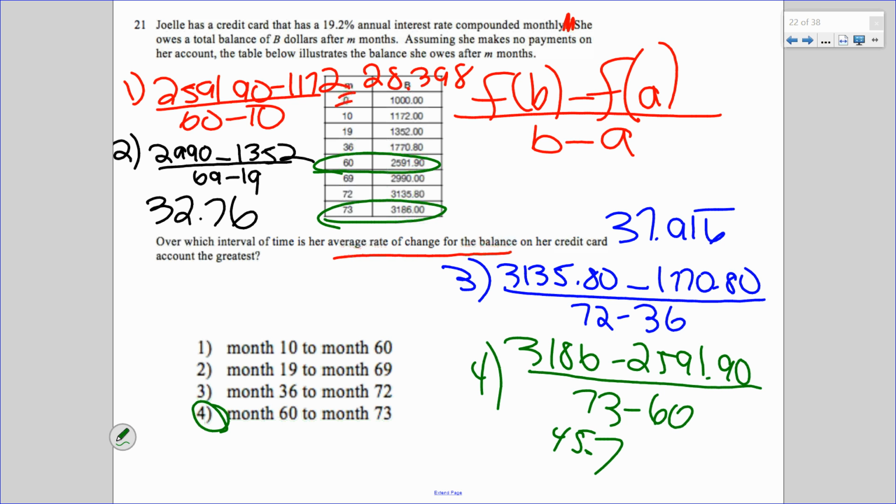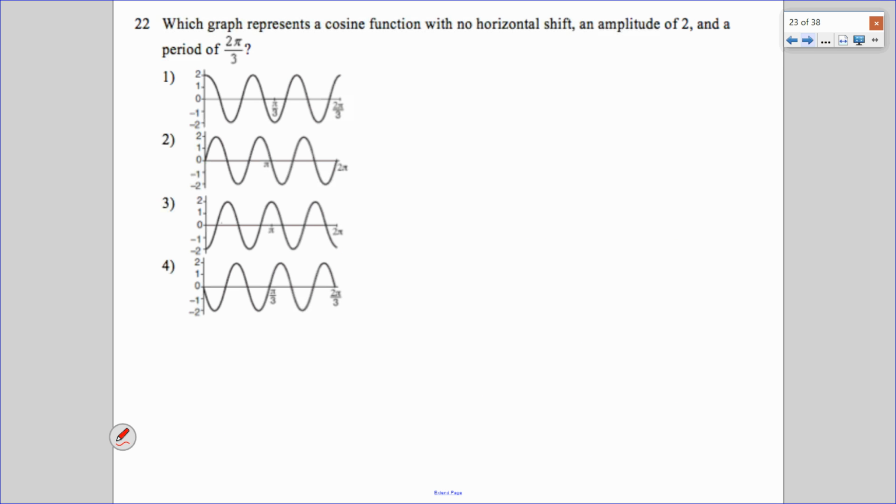Again, it's a little bit of a long problem. It would be nice if they just said, find the average rate of change for one interval, but be prepared to do this. And we may or may not have to do this again very soon. Hint, hint. Number 22, we're almost done with the part 1s.